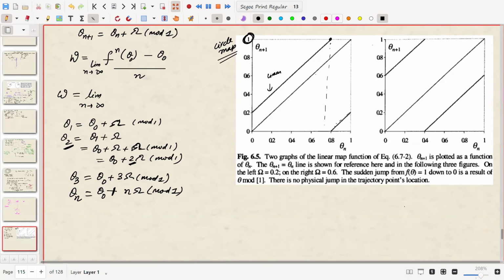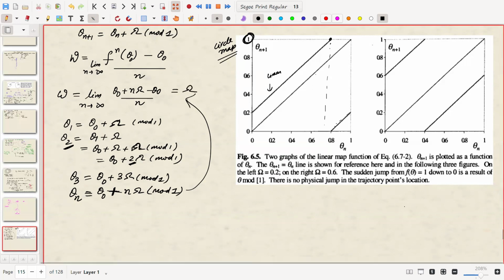Now, can I use this here? Minus theta naught by n. What should this be? Omega. So you can feel now how much angle it is rotating itself. The rotation number is nothing but the angle by which it is rotating. That is omega. So the winding number for the circle map is omega.